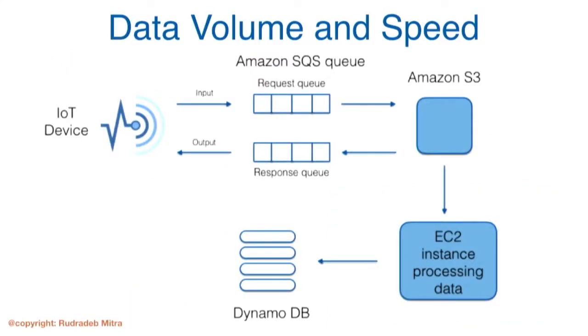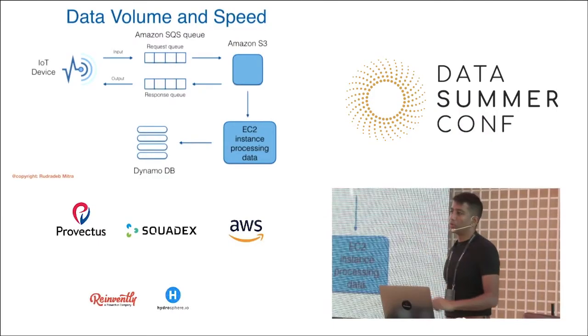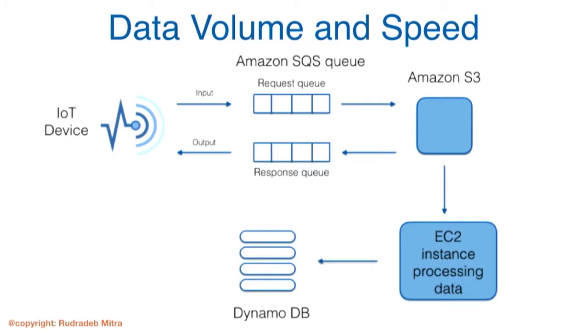And the second problem was, of course, the data volume and the speed. There was an issue of a lot of data being stored. And this is a typical architecture that you have to follow, where you're storing, in my case, I'm using Amazon S3. It doesn't have to be Amazon S3. It could be any kind of storage. And then you have an instance and you're storing it in DynamoDB, which is a big data database. So this was also an expensive thing.